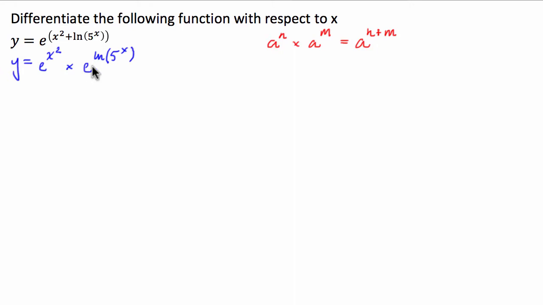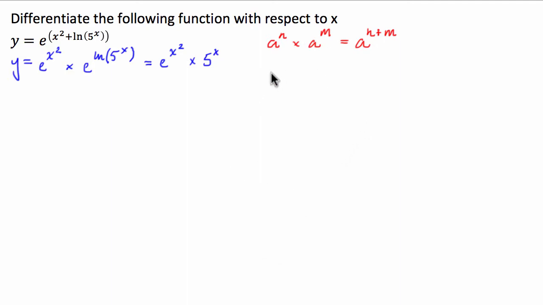Now guys, e to the power of ln of anything, the e and the ln will cancel. So this is just going to be equal to e to the power of x squared times 5 to the power of x. Cool. So now we're going to start to take our derivative, and the first thing we're going to use to take our derivative is the product rule.